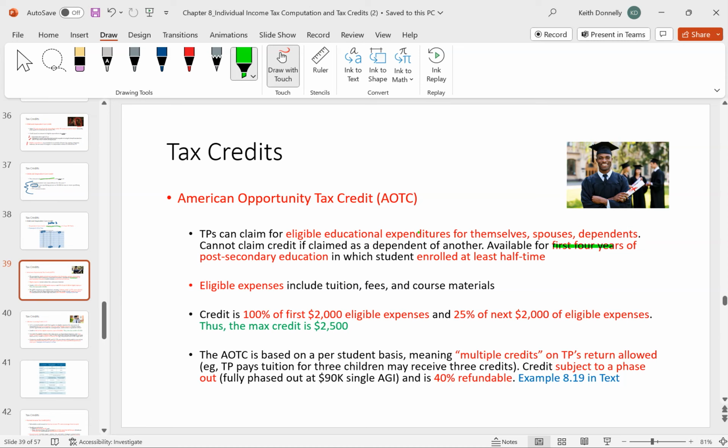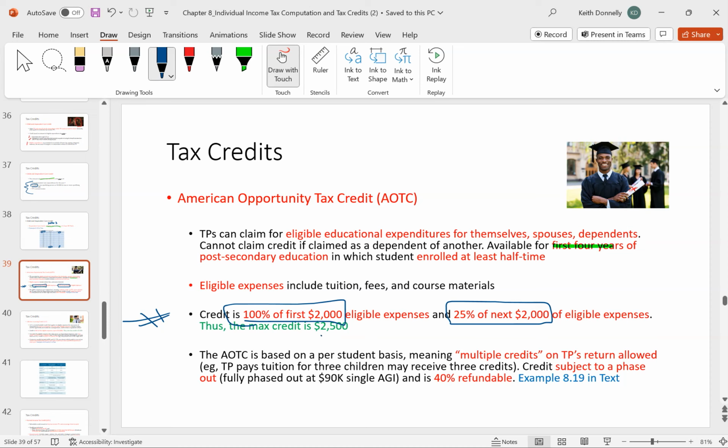In the credit here, if you were to calculate it, what's the actual amount of the credit? Well, for the first $2,000 of eligible expenditures, you get 100%. For the next 2,000, you get 25%. So you add those together, right?